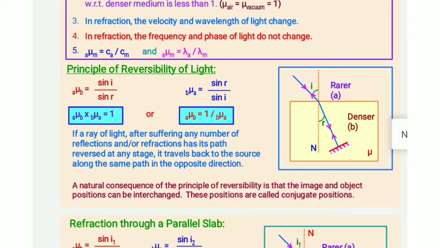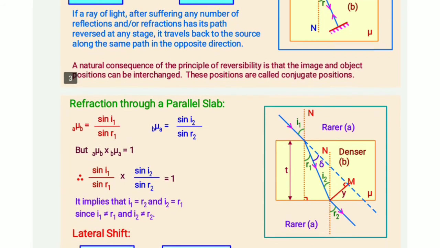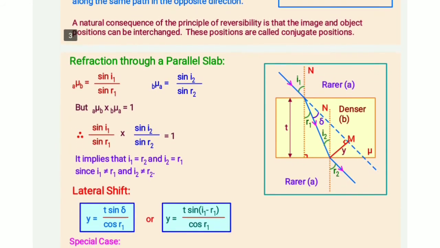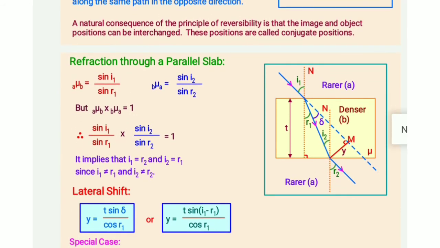This we are going to utilize, and we are going to discuss it in a more detailed manner in coming classes. Okay, now next we are going to talk about refraction through a parallel slab. Suppose we have a glass slab, which is simply made up of silica, plastic or glass. So when we take a thin or a thick slab and allow light to pass through it, what will happen?